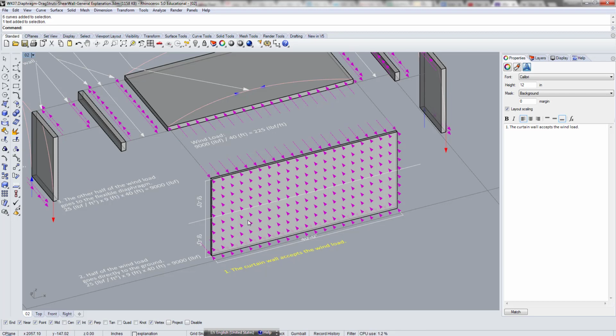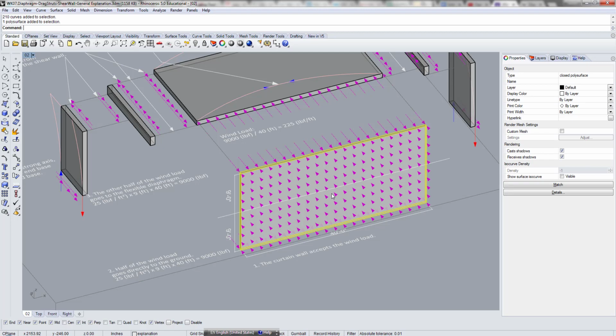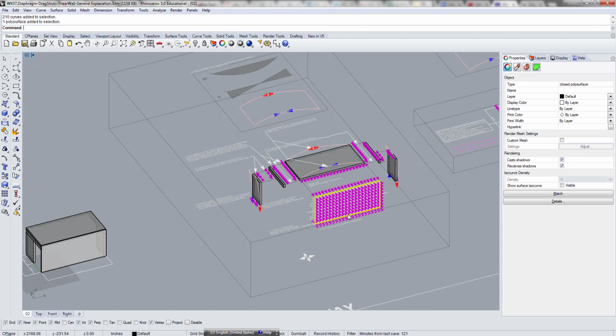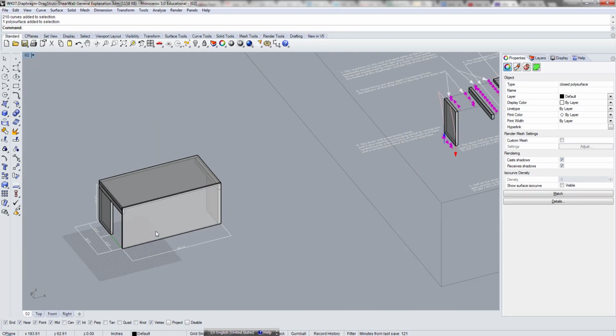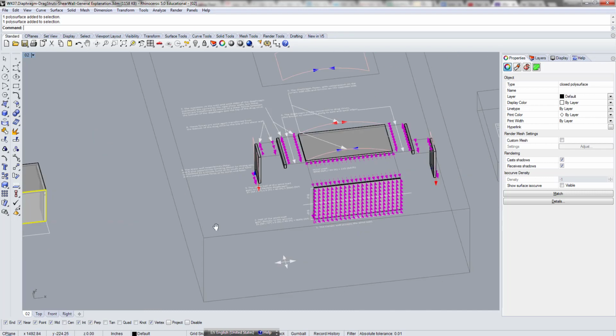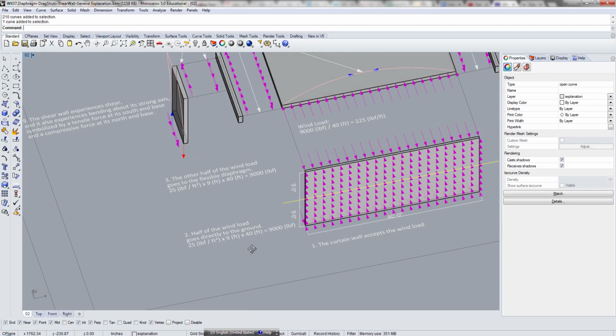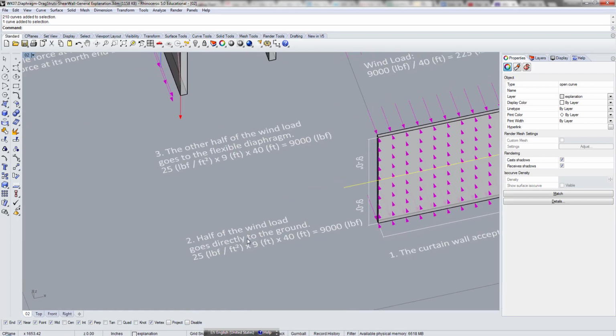This wind gets accepted by this curtain wall. Curtain wall may not be a great term, but let's imagine that this wall is attached to a building at the top, but it's also attached to the bottom. Then the assumption is half of this wind load would go down to the ground directly.